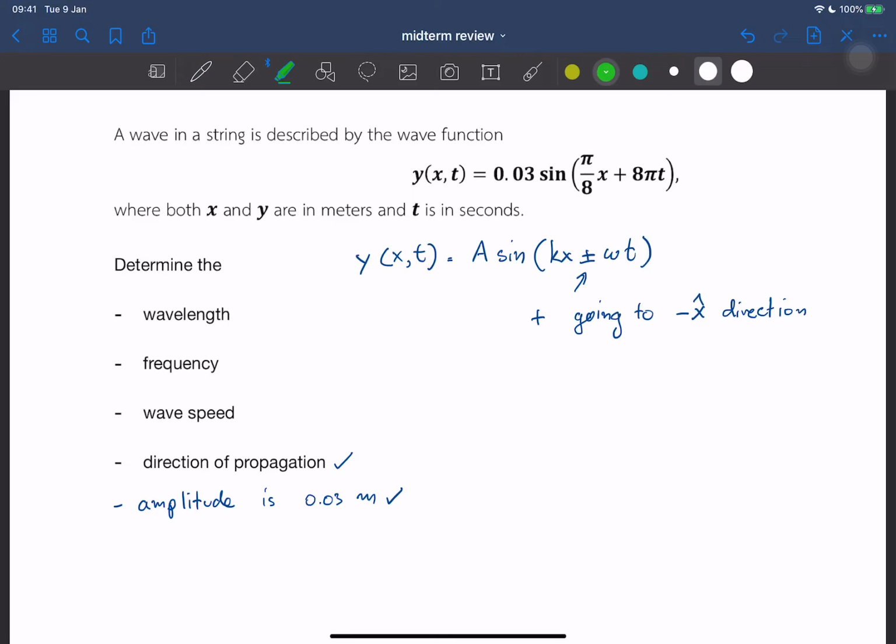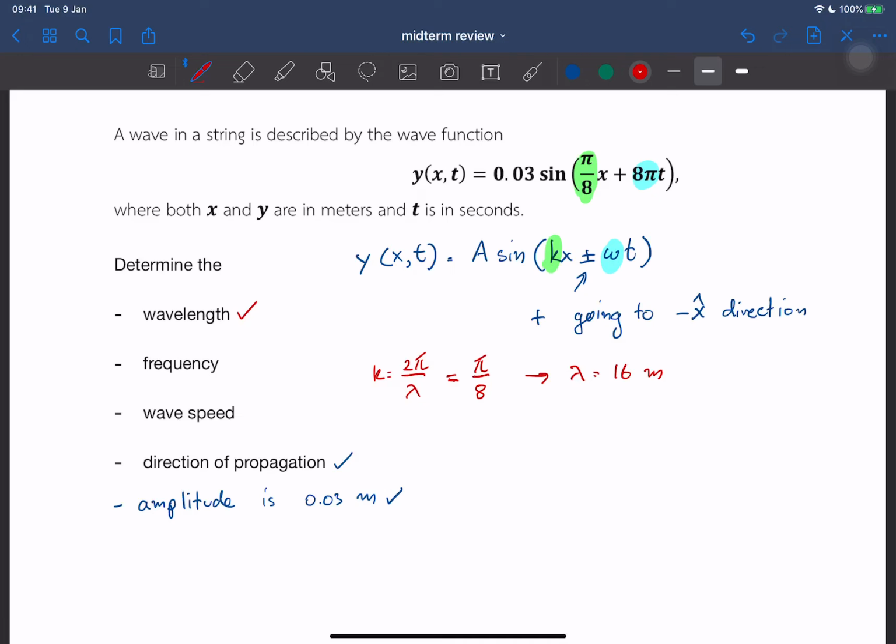Now you just need to compare k and the thing in front, omega and the thing in front. So for the wavelength, k is 2 pi over the wavelength, and this is equal to pi over 8. So we can see that this means lambda, the wavelength, is simply 16 meters. It's just a direct comparison with the number multiplying in front of x.